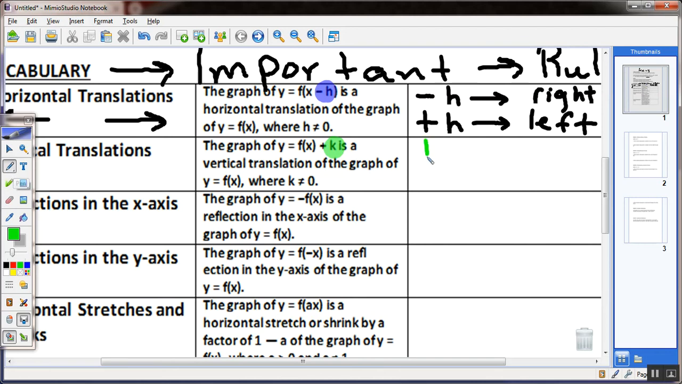If you have plus some value k, what direction is it moving? Up. And then what if it's minus some number? Down. Okay. All right.